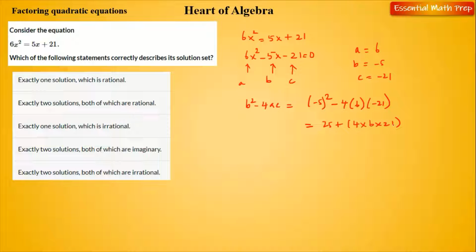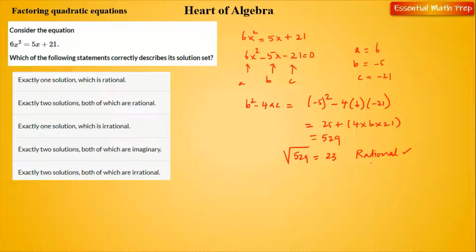So let's do the math here. 4 times 6 times 21 plus 25 is 529. Okay, let's see if you can take the square root of it. Yes, if you take the square root of the discriminant 529, you end up with 23, which is a perfect square, right? If it's a perfect square, it is rational, okay? And we don't see any discussion about distinct here, so we can disregard that.